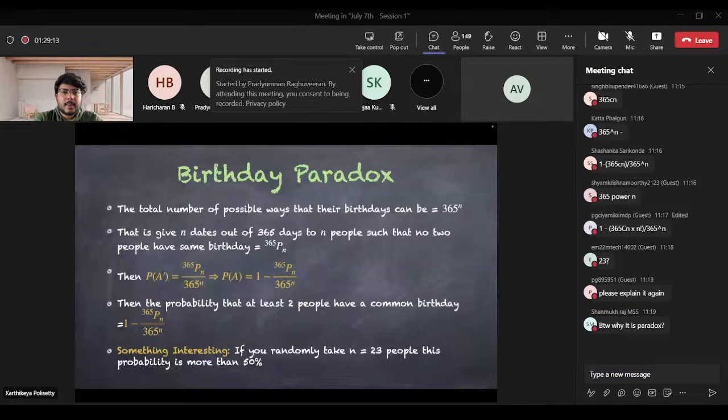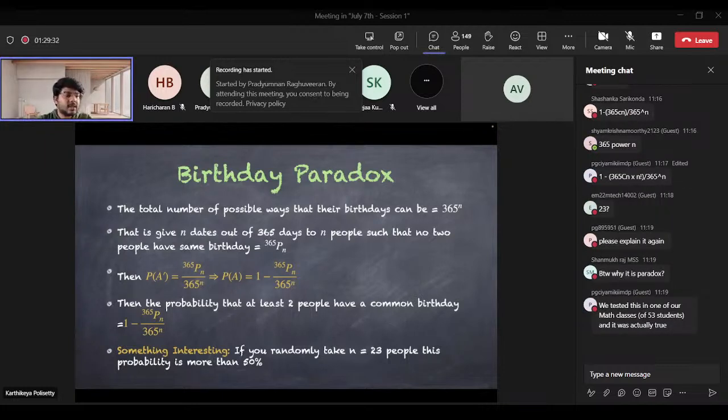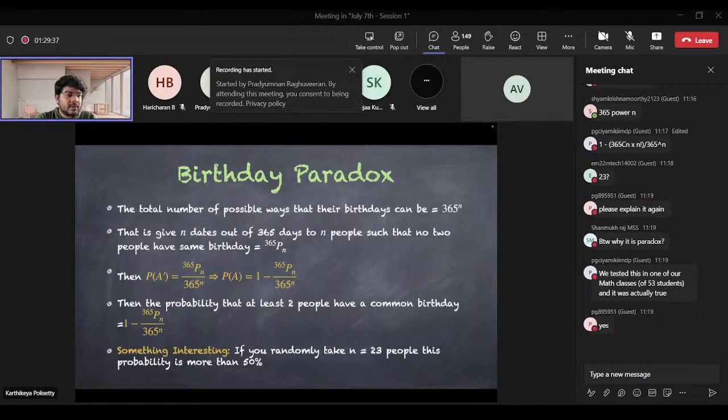Basically, when you are thinking in terms of numbers, what would you think? To have at least two people with a common birthday with more than 50% probability, we think it should be something around half the days, around 180 or something, but it's not. It's something very small. It's n equal to 23. Is everyone with me? Till now it's clear.